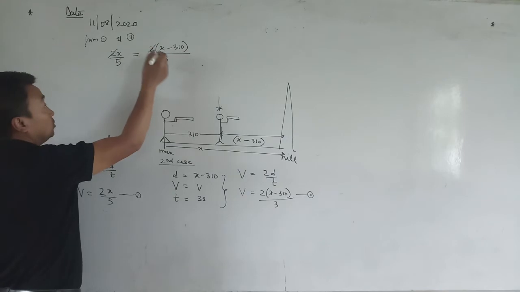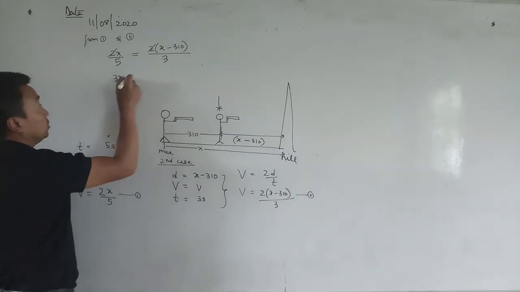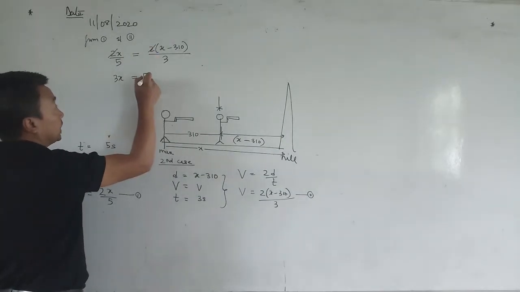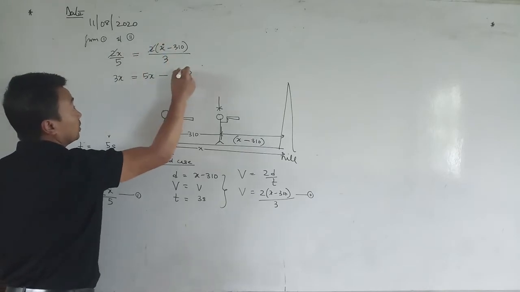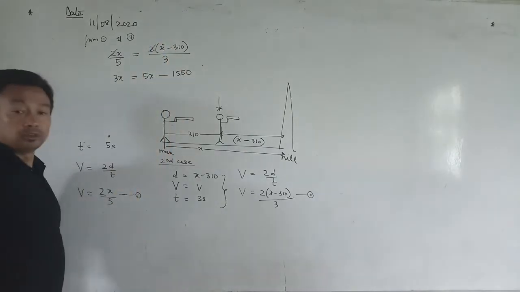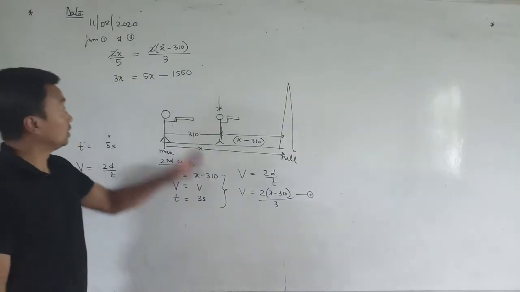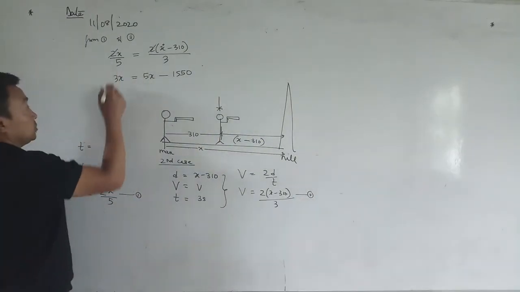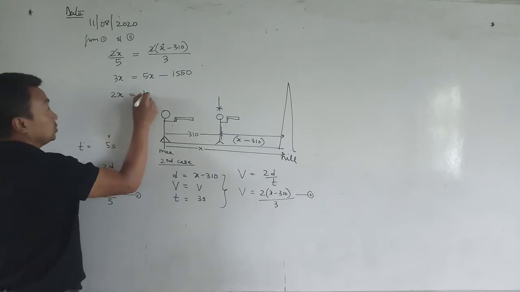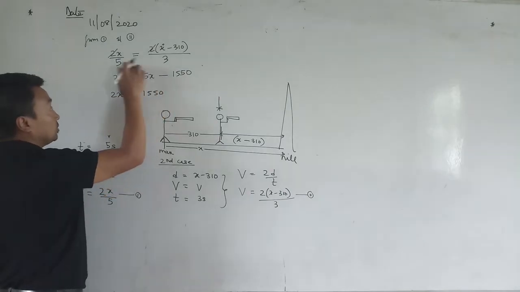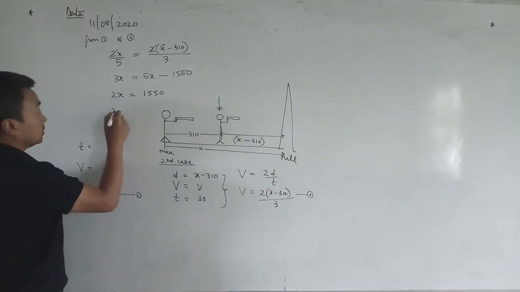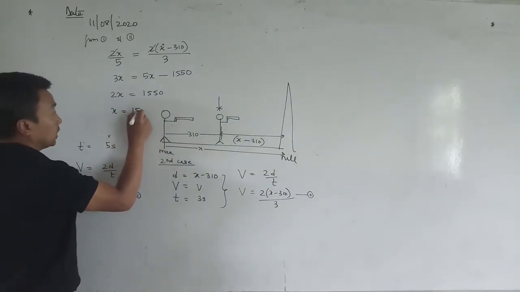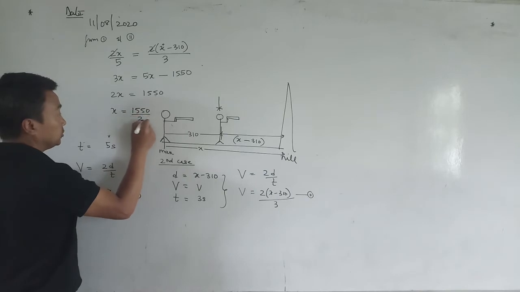The 2 and 2 can be cancelled. 3 will go and cross multiply there. 5 will multiply with both the terms here. 1150 you will get. Now, if you transpose this, you get 2x equals 1150, because it will come here, this minus will become plus, and from here the value of x will be 1150 divided by 2.